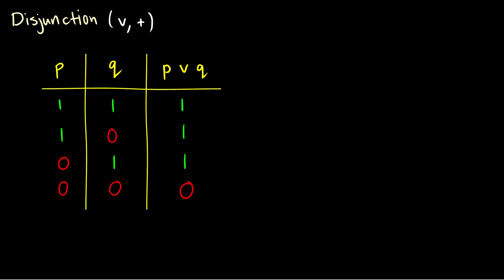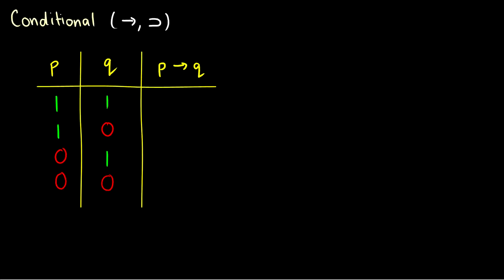So again, mathematically we can think of this as P or Q just takes the maximum of P and Q. So in the first row, both are 1s. 1 is the highest value, so it's true. In the second row, P is a 1, that's the highest value, therefore it outputs a 1. In the third row, Q is a 1, which is the highest value, which means it outputs a 1. But in the fourth row, the highest value is 0, so we output a 0. That is disjunction.